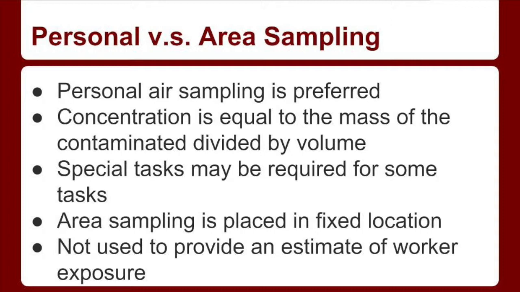Consider the use of direct reading instruments as an alternative to area sampling, as direct reading instruments can provide additional information about the variation of concentrations throughout the work shift.